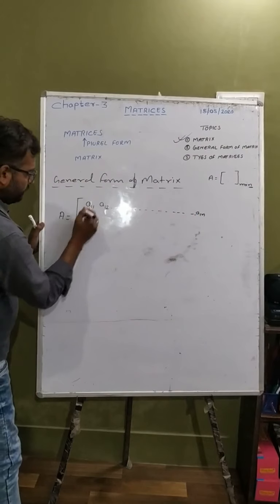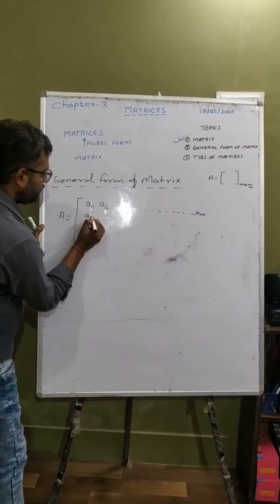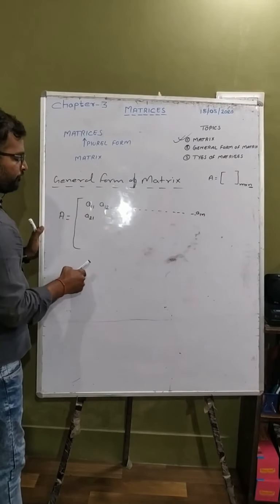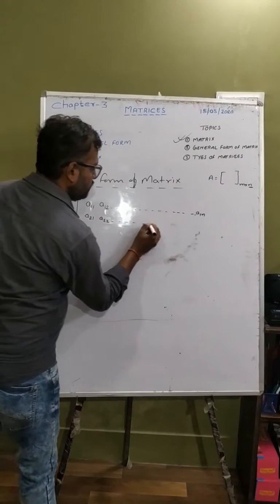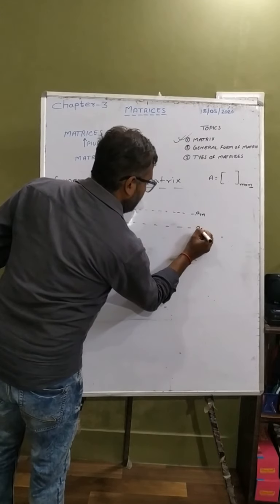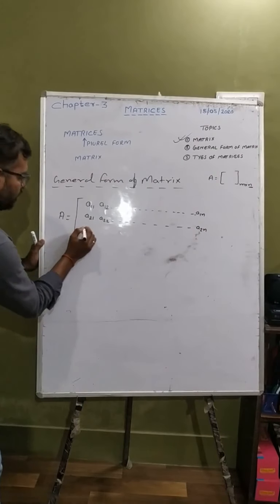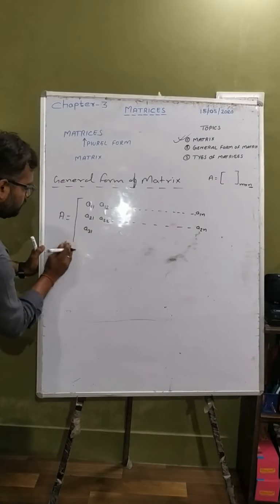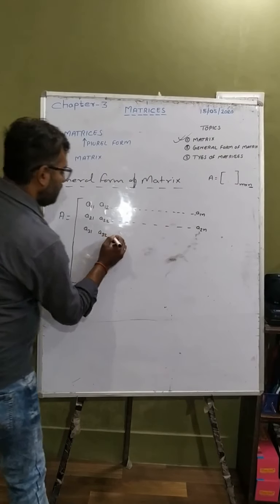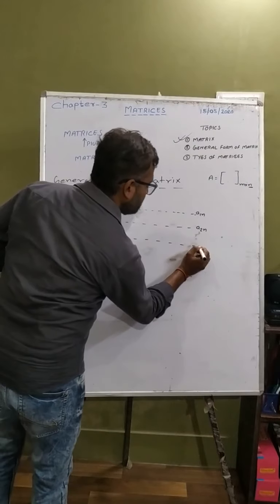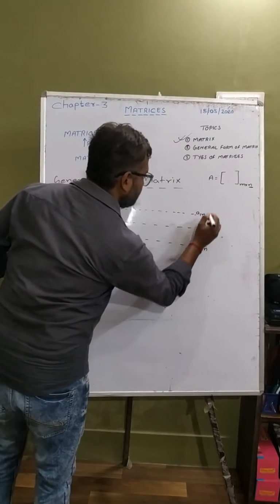Similarly, now coming to the next, A21. This is the second row and which column? First column. Now A22, and so on to A2n. Now A31, A32 and so on to A3n.